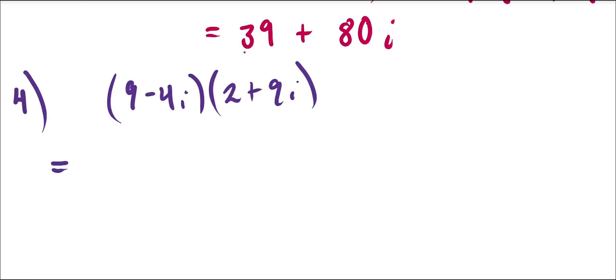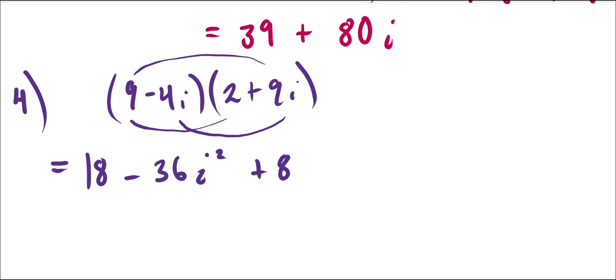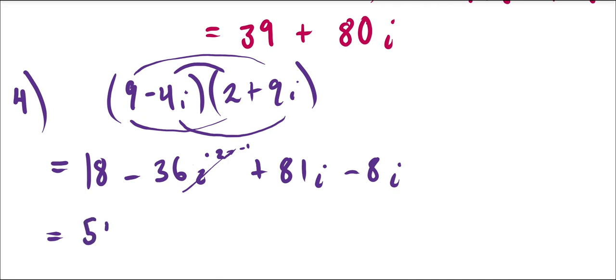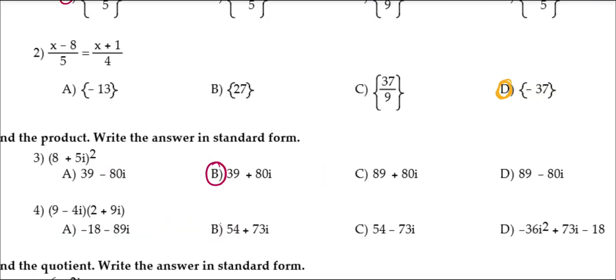So we begin by FOILing. 9 times 2 is 18. Minus 4 times 9 is minus 36. I times I is I squared. Then we're going to have an 81i as well as a minus 8i. And recognizing that I squared is just minus 1, this becomes plus 36, giving us 54 for our real part. And for our imaginary part, 81 minus 8 is 73. So this is 73i, which we can find here.